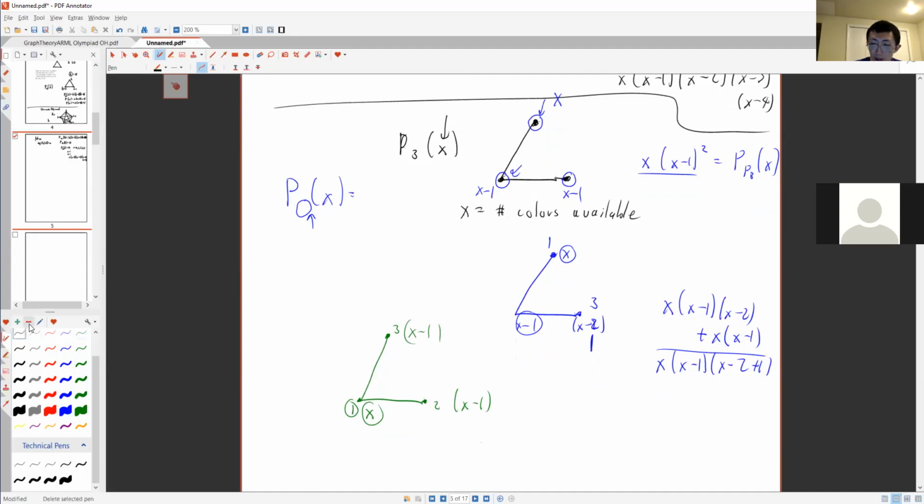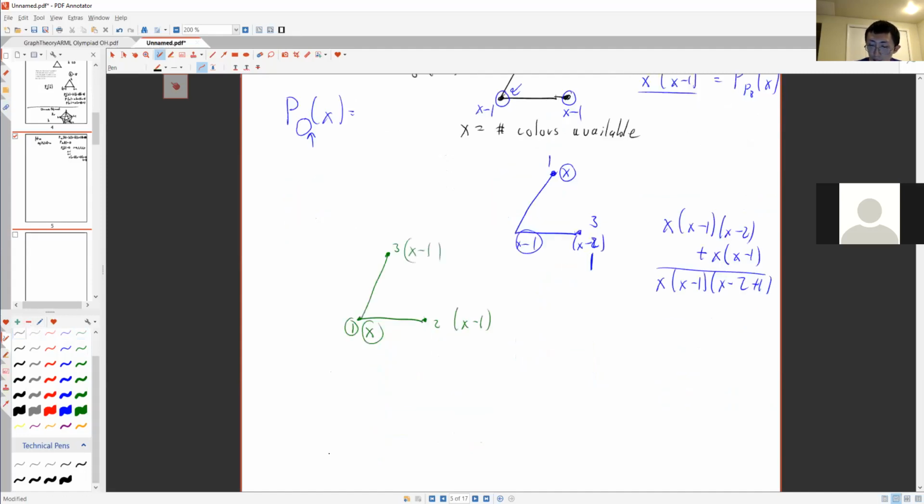So what if we have something a bit harder? It might be easier to do a specific example first, but what about if we have the cycle on 4 vertices? What is the chromatic polynomial for that?